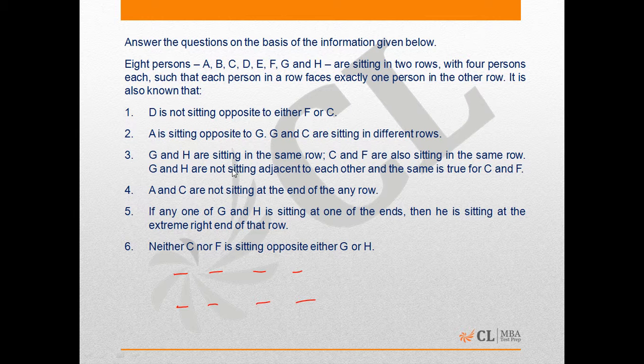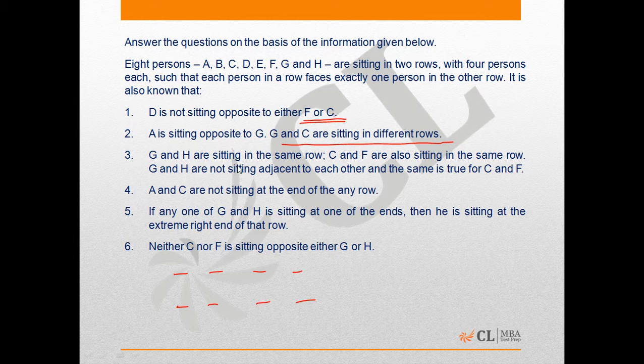Now in statement first, it is given that D is not sitting opposite to F or C, but we cannot fix position of D, so we are not going to use this information at this juncture. In statement second, it is given that A is sitting opposite to G. G and C are sitting in 2 different rows. Again, we don't have concrete info to start locating position of persons.